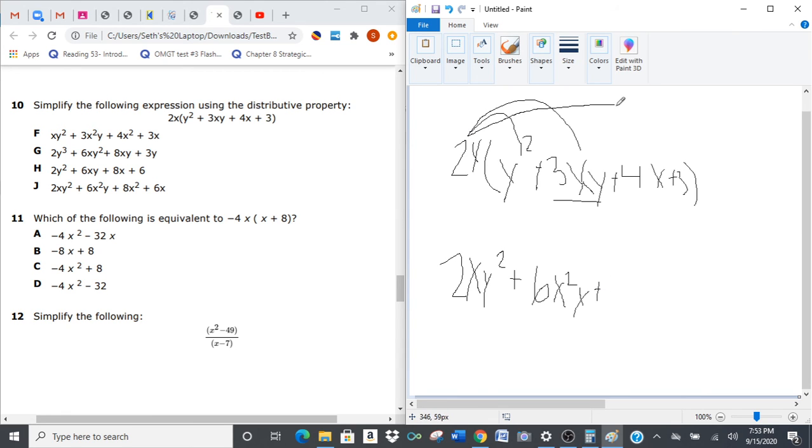Alright, and then you do the next one, 2x times 4x. 2 times 4 is 8, and there's 2 x's, so that makes 8x squared. And then you got the last one, 2x times 3. 2 times 3 is 6, and you have the x, so it's 6x. So when you look, it would be J. Yes, J. All right.